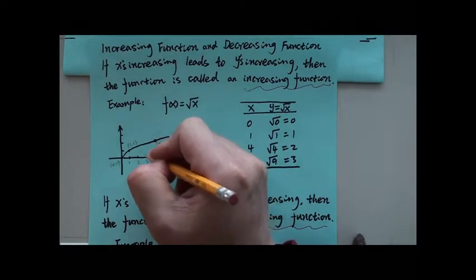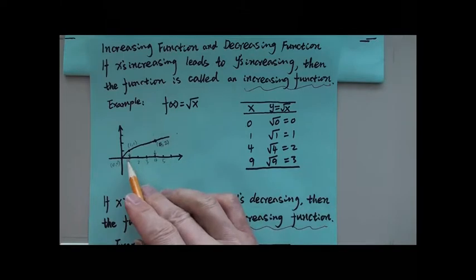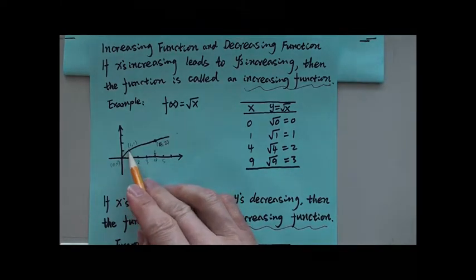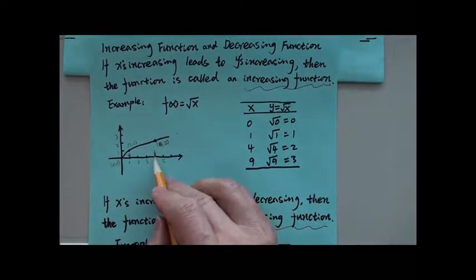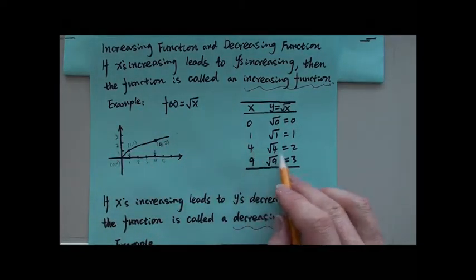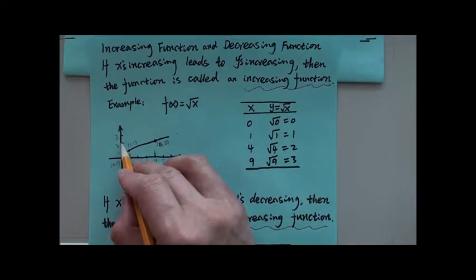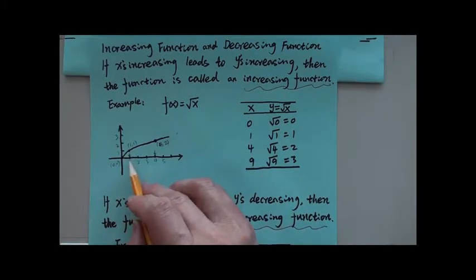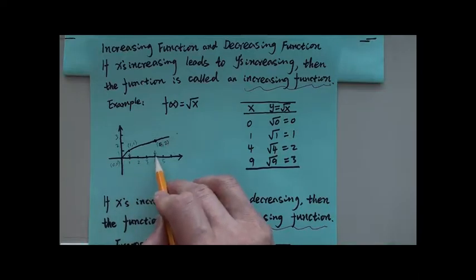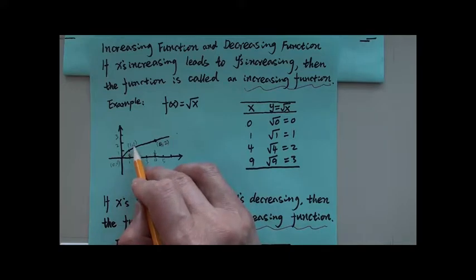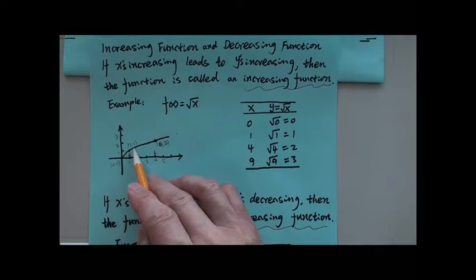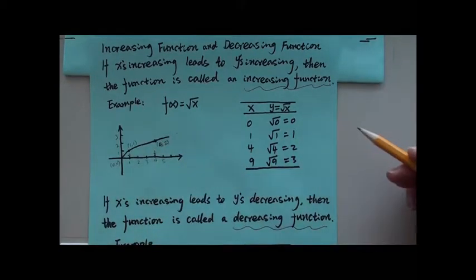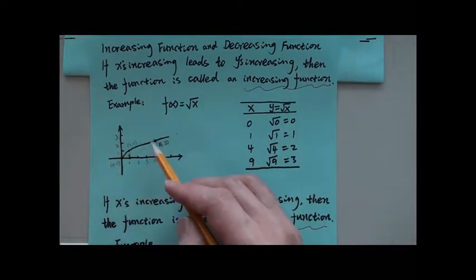When x is 1, y is 1. When x is 4, y is 2. So you see x goes from 1 to 4, from the smaller to the big number, and y goes from 1 to 2. So the graph looks like increasing in this case. So this function is called the increasing function.